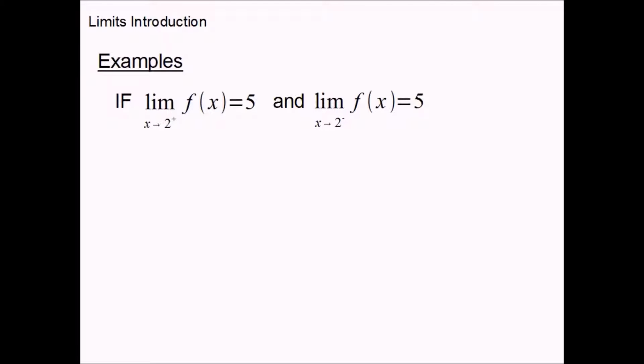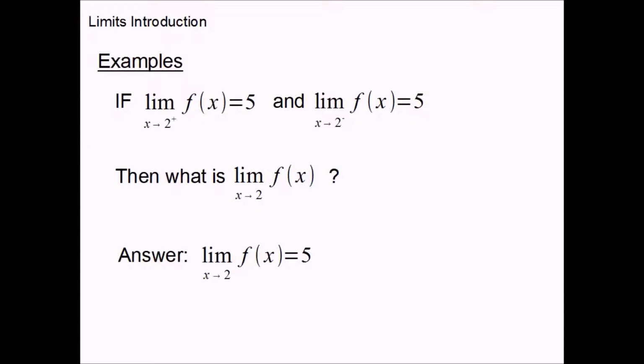So here's some examples. If the limit as x approaches 2 from the right-hand side is 5, and the limit as x approaches 2 on the left-hand side is also 5, then those match. So if we want to figure out the two-sided limit, then it is just 5, because all three limits have to have the same value.